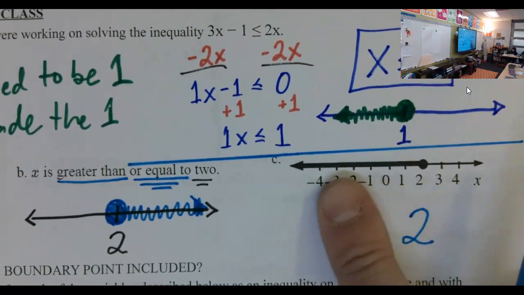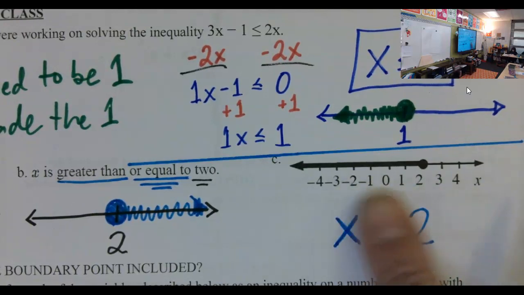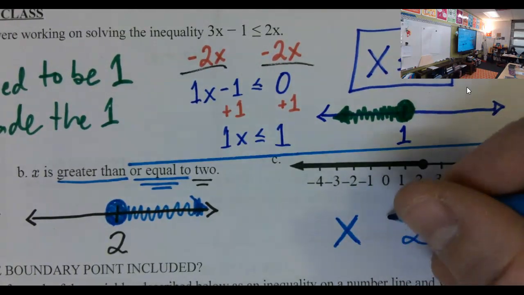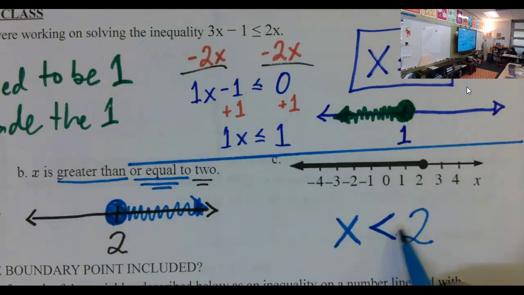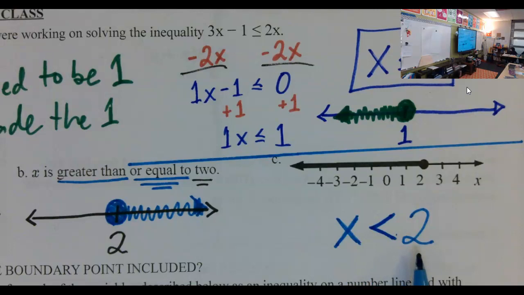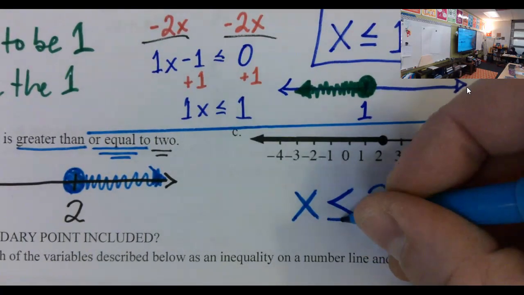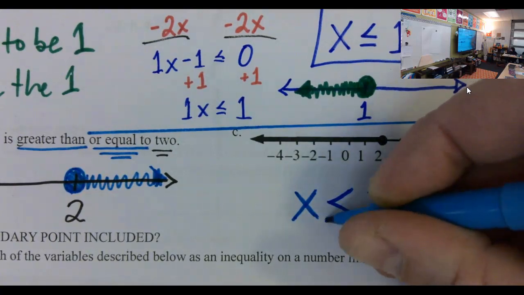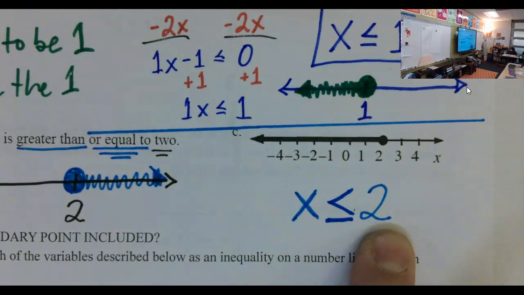Are we shading less than 2 or greater than 2? So we're shading less than. If we need to, go back to our math notes and double check what symbols we use. So we're shading less than. Are we allowed to be equal to 2? Yes. So we add the "or equal." X is less than or equal to 2.